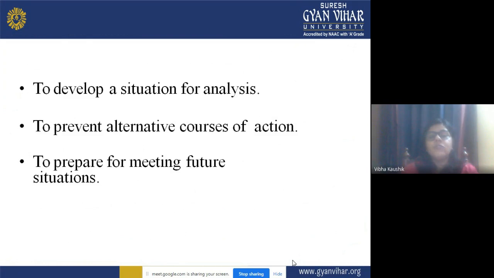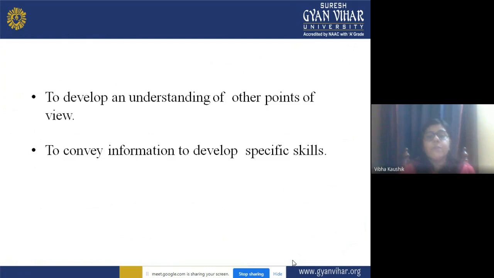To develop a situation for analysis: the students will be able to develop a situation for analysis through role play. To present alternative courses of action to prepare for meeting future situations, which also helps the students meet future situations. To develop an understanding of other points of view, meaning respect and tolerance for the points of view of other persons. To convey information to develop specific skills.